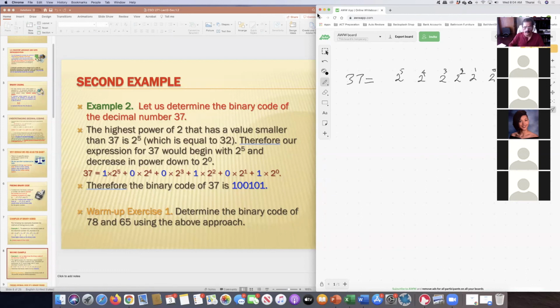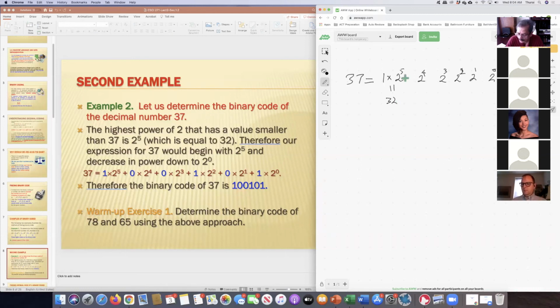Okay, so now I have to decide whether to put 1 or 0. Now the largest power will always have 1. So you start by putting a 1. We need to include that number right there, 32. And then these things have to add up to 37. So what are the other numbers we need?